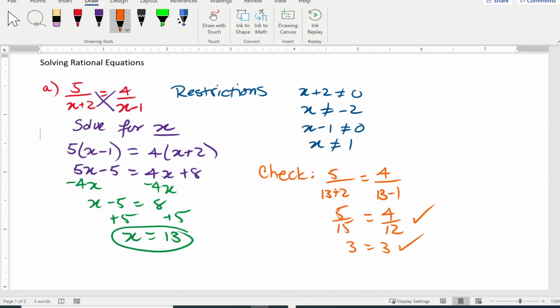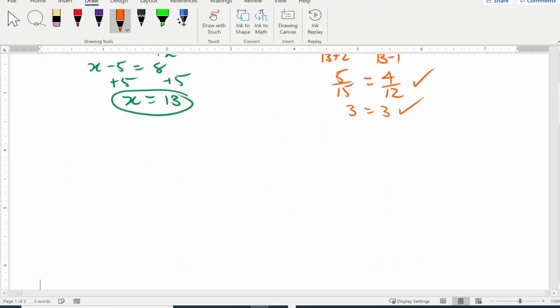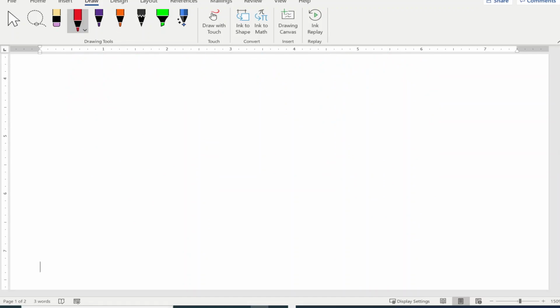Okay, let's look at another example here. Let's suppose that we have 4x minus 3 over 2x plus 1 equal to 2x plus 1 over x minus 4.